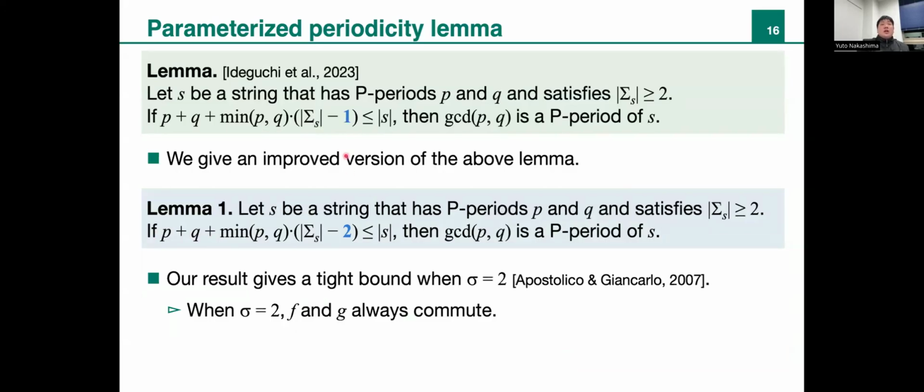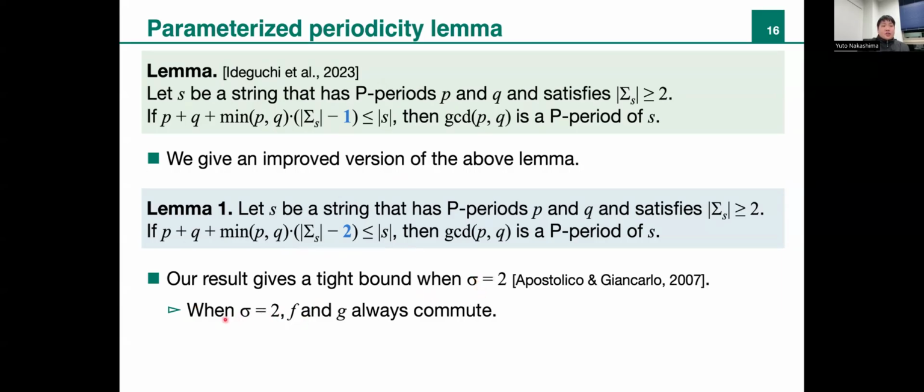So we call that the recent parameterized periodicity lemma. In this work, we give an improved version of this lemma. We improved this -1 to the -2, and we can see that this term is also tight for binary strings.